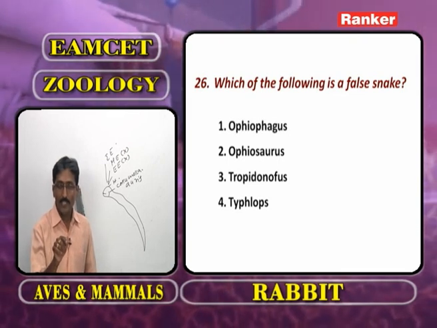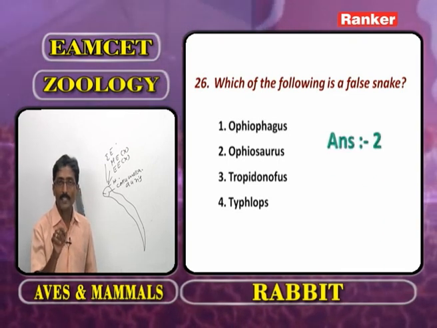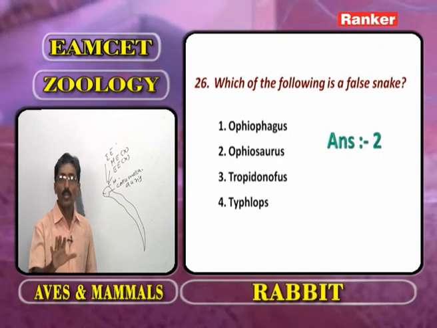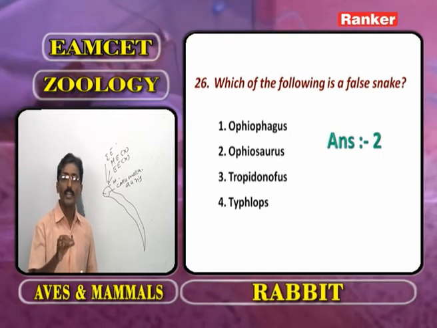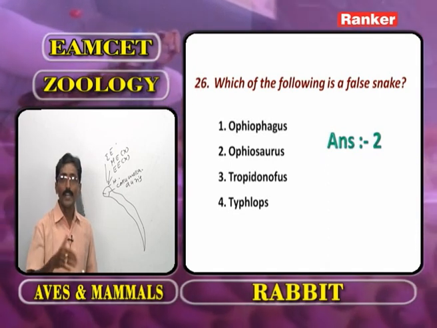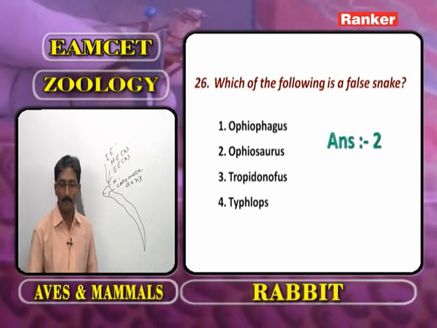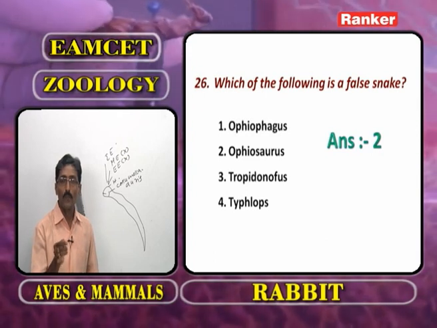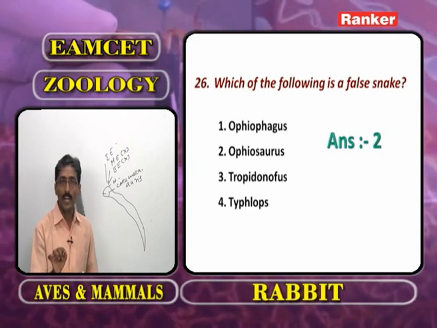So, what is the first option? Ophiophagus hannah. That is a true snake. It is also called king cobra, or rachanagu, or nallatrachu, or Naja hannah. Now the second one is Ophiosaurus. It is not a snake.